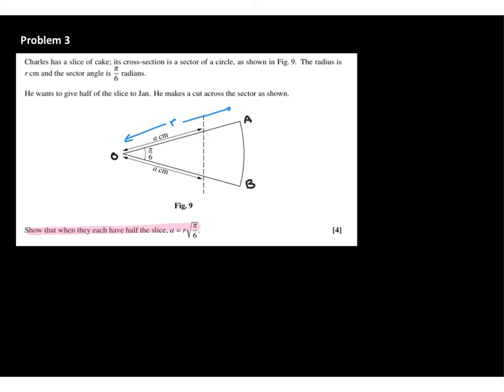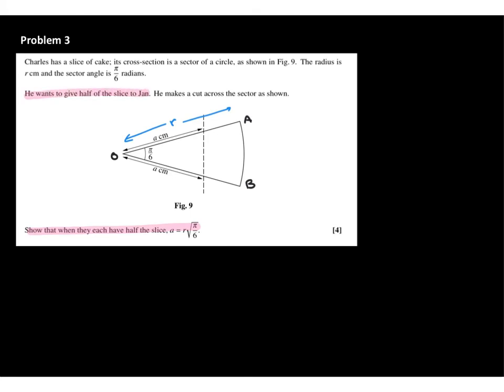But there's no directive here. There's no part 1, work out arc length, part 2, work out area. It's a much more complex question than the very basic ones we've done so far. There will always be a hook in these questions. There will always be one vital piece of information that tells you how to start your work. And it's this. He wants to give half the slice to Jan.